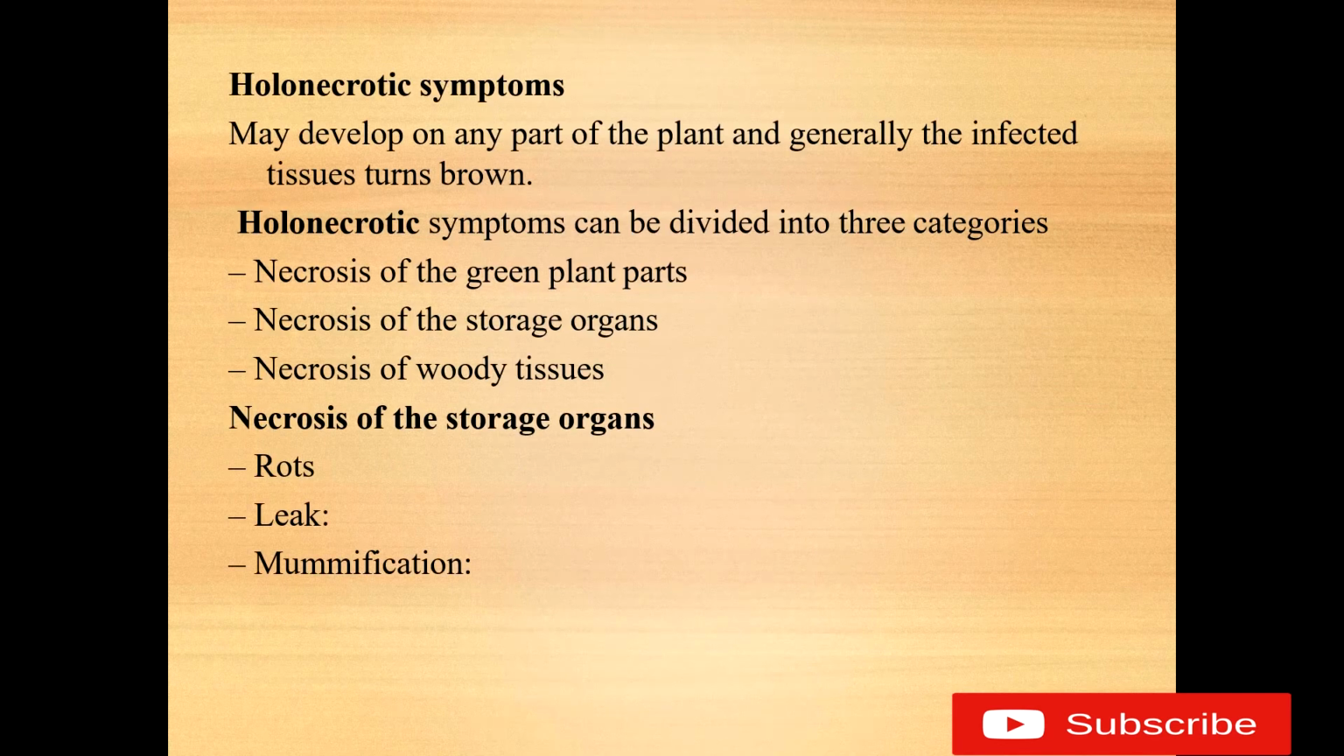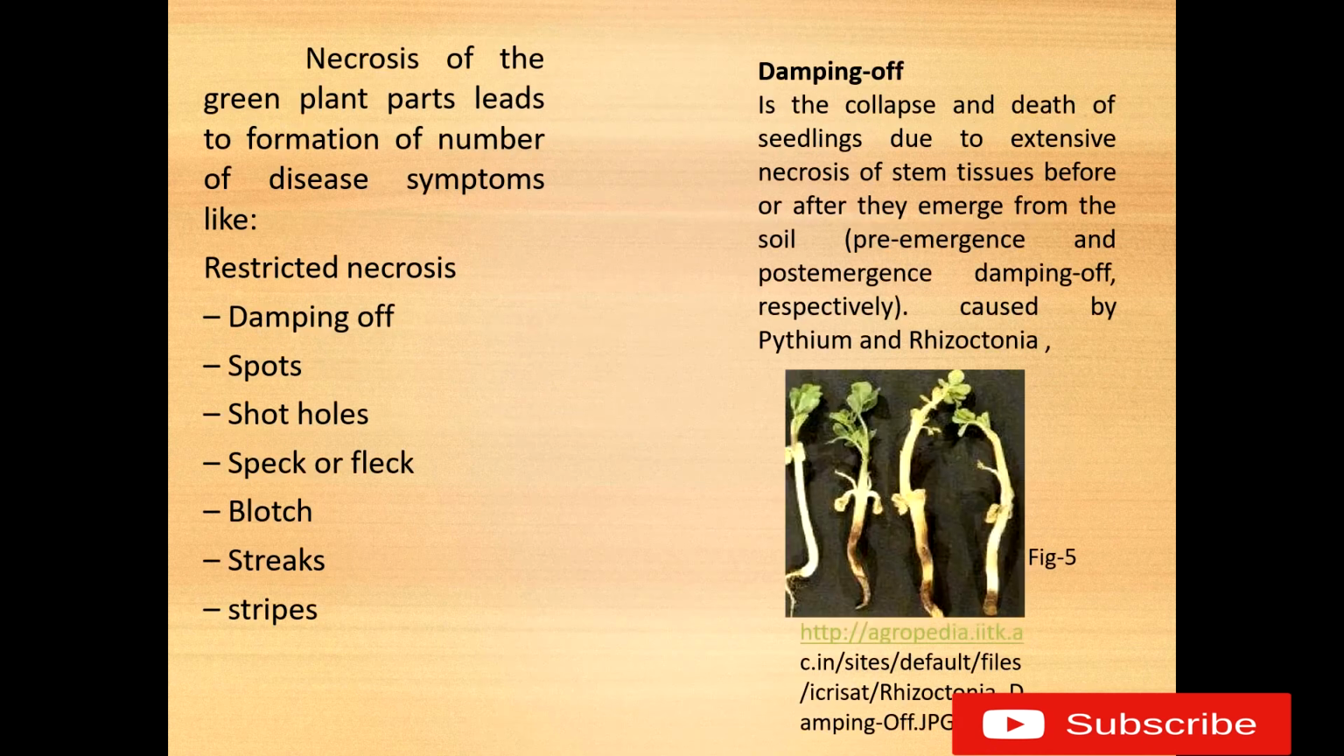And the holonecrotic symptoms are the symptoms after the death of the tissues. They are divided into three categories. One is the necrosis of green plant parts, storage organs or woody tissues. Storage organs means fruits or sometimes tubers. The necrosis may cause rots, leaks and sometimes mummification. And then the green plant parts.